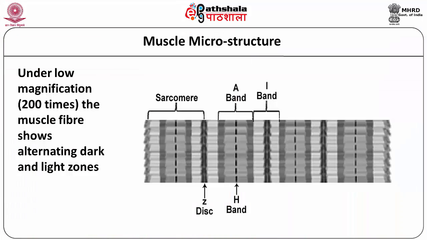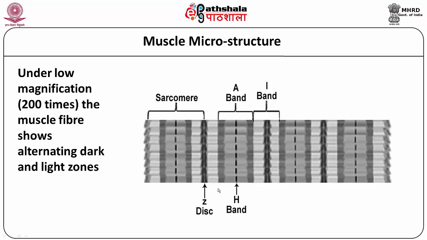When you look at the muscles under large magnification, especially under the electron microscope at low magnifications like 200 times, then we will see some band-like structure. One band to another band is called a sarcomere, and within the sarcomere there are bands like A band, and another part that is known as I band.